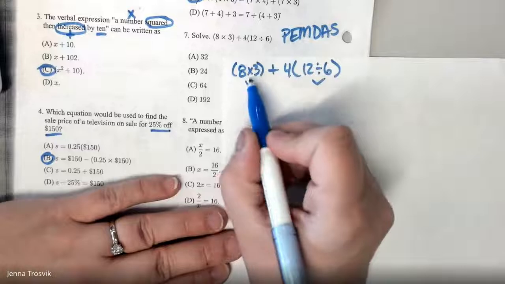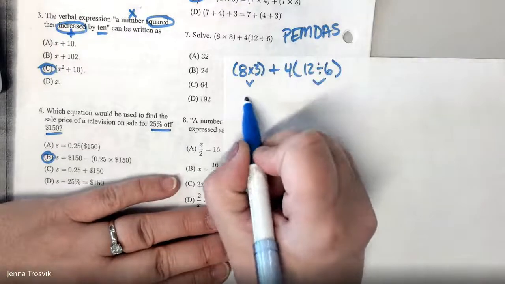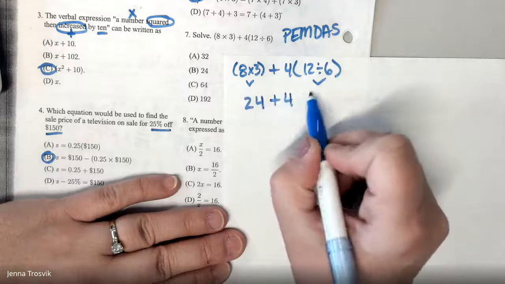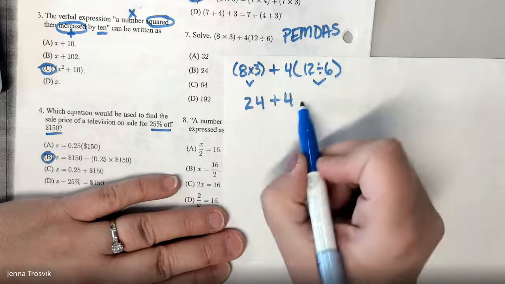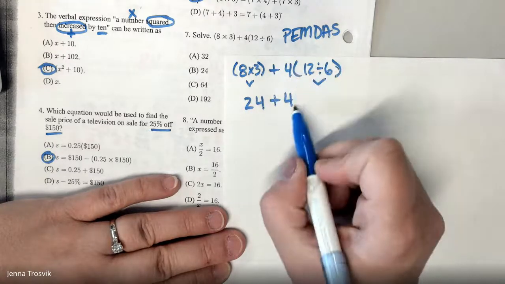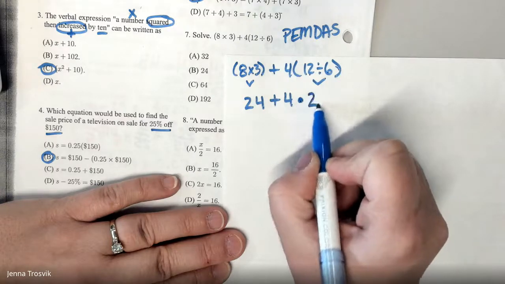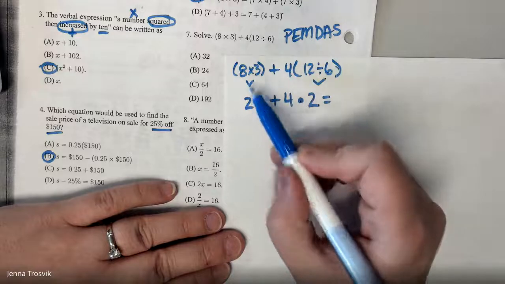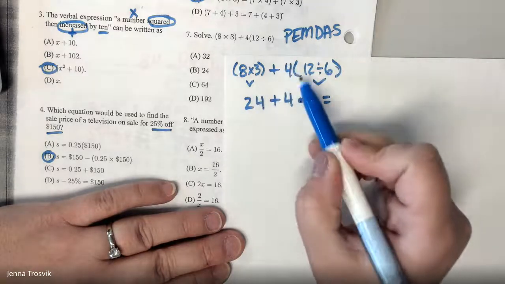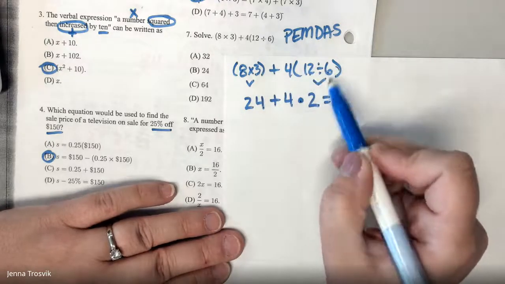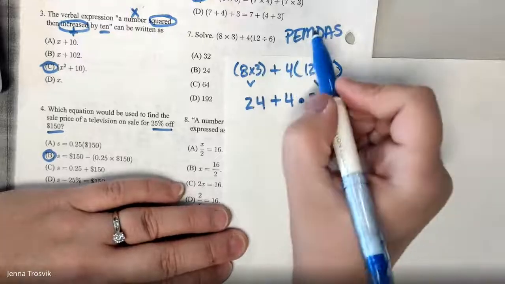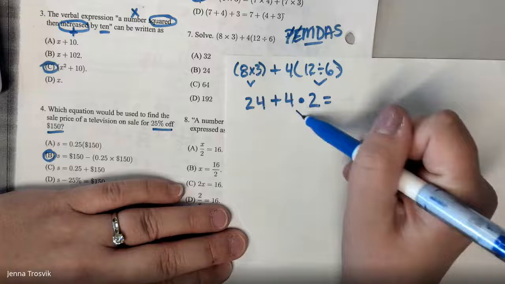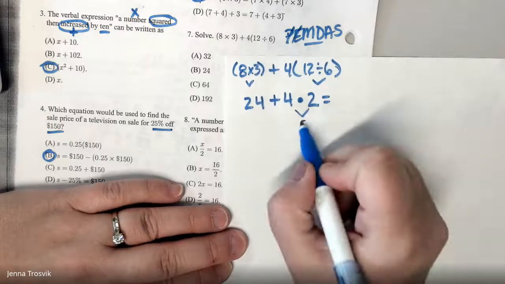So our first parentheses would give me 8 times 3, which is 24. My second parentheses would give me 12 divided by 6, which is 2. I remove my parentheses. I replace it with a multiplication sign. Here's my new problem. 24 plus 4 times the 2 that I had left. Then I go to exponents. I don't have multiply, divide. I have one multiplication piece. 4 times 2 is 8.